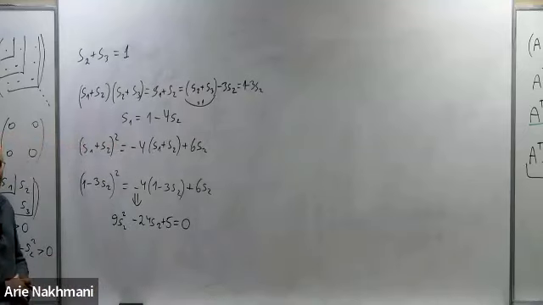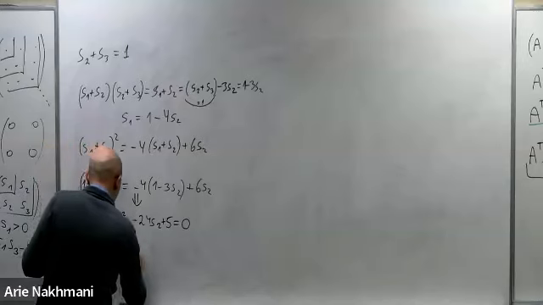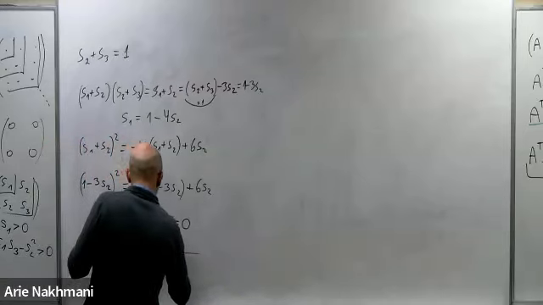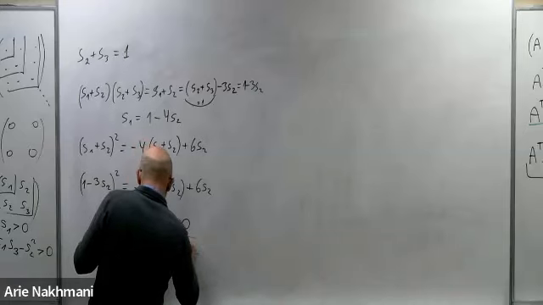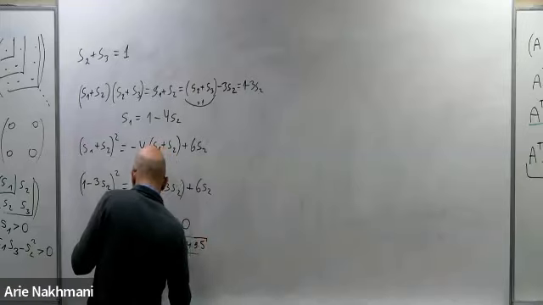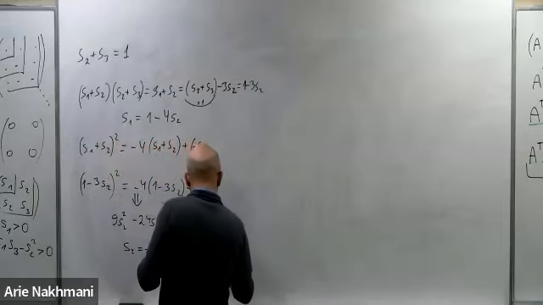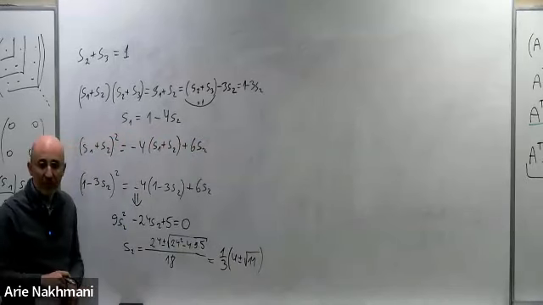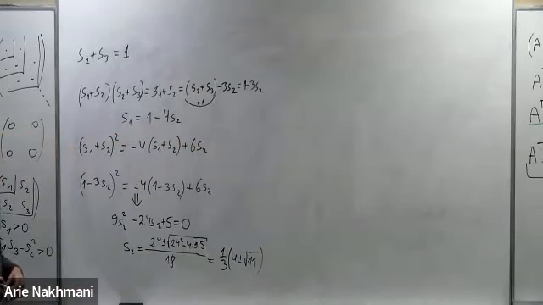You get quadratic equation in S2, and you have two roots. S2 will be 24 plus minus square root of 24 squared minus 4 times 9 times 5 divided by 18. And you will have 1/3 times 4 plus minus square root of 11. Something like that. So you found two variants of S2.